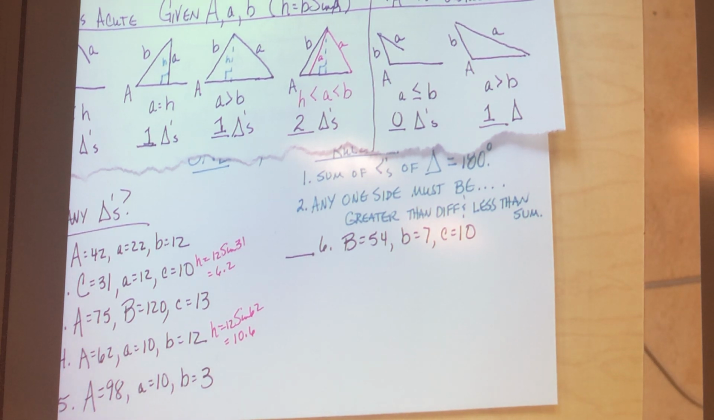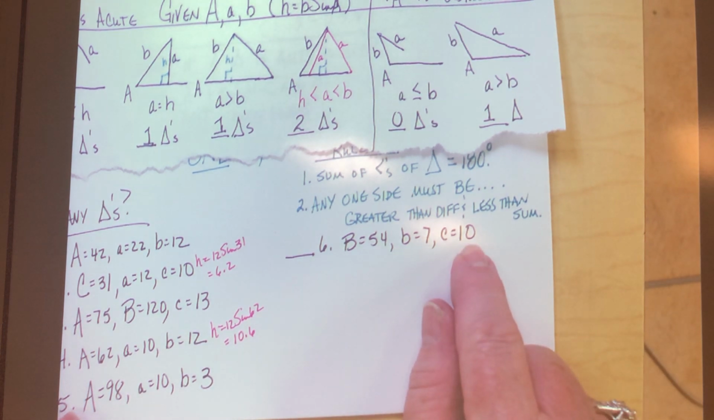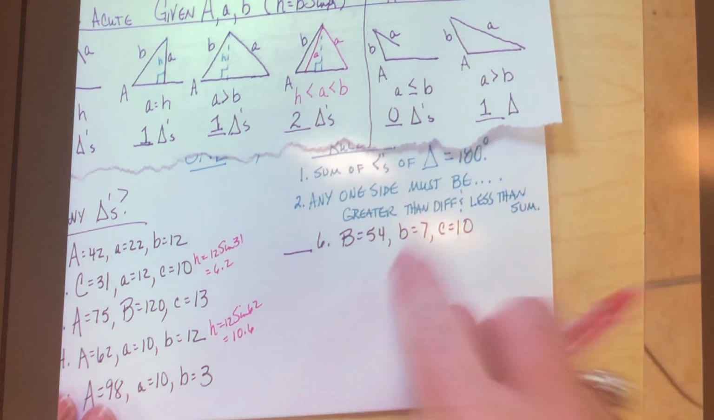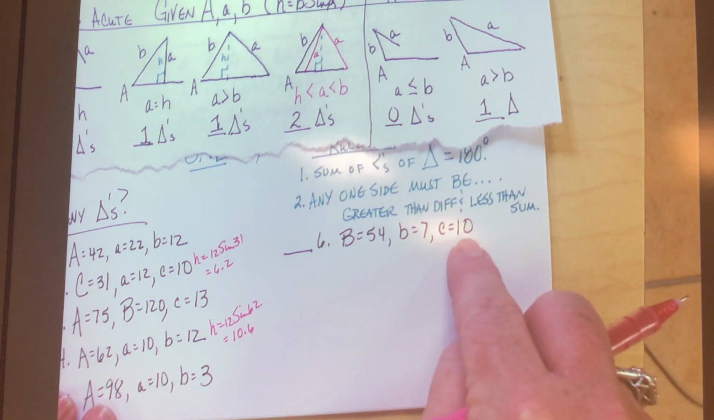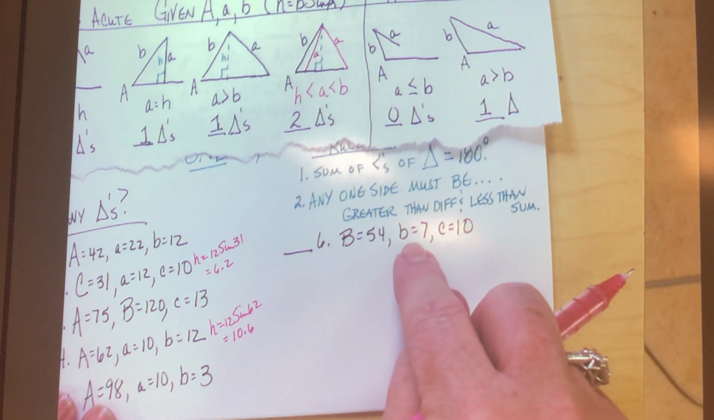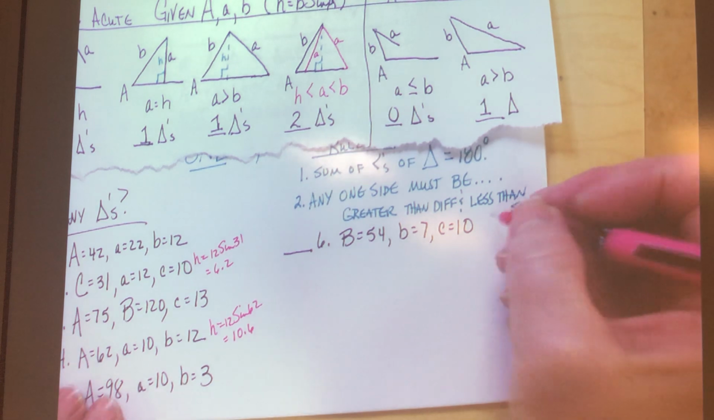Is it ambiguous? Yes. Do you have to find the height? Yeah. Why? Because 7 is smaller than 10, so you have to find the height. I can't cut; if it's bigger than this side over here, then it's 1, but it's not, it's smaller than it. So now I've got to find the height.